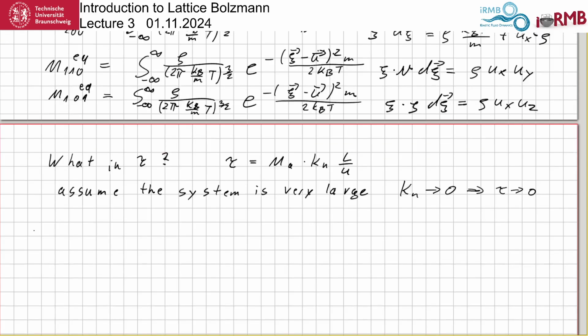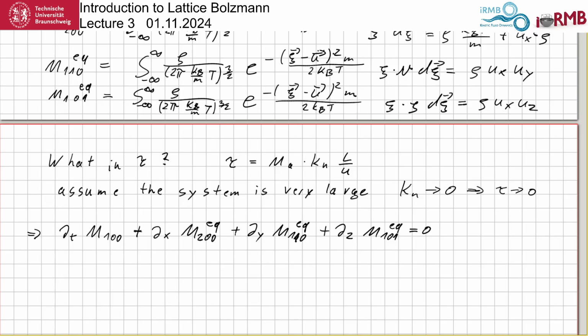And then the stuff that we know looks like this. The time derivative of m100 plus dx m200 equilibrium plus dy m110 equilibrium plus dz m101 equilibrium is equal to 0.